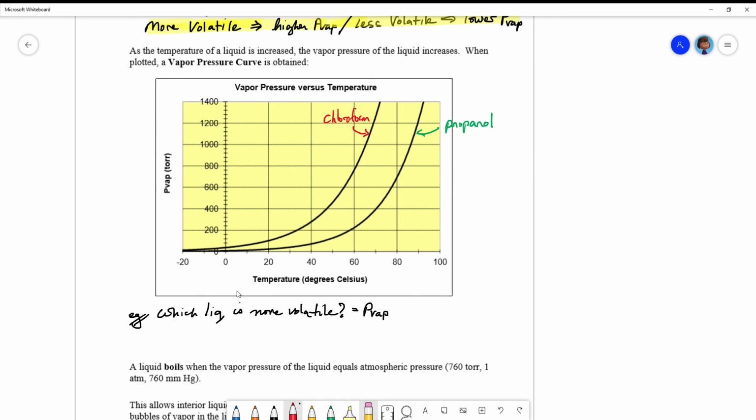At 40 degrees Celsius, the vapor pressure of propanol, here, I'll use green, is under 100 torr, but the vapor pressure of chloroform is close to 300 torr. So in this case, chloroform has a higher vapor pressure than propanol at every temperature along this curve. And so our answer here is chloroform.